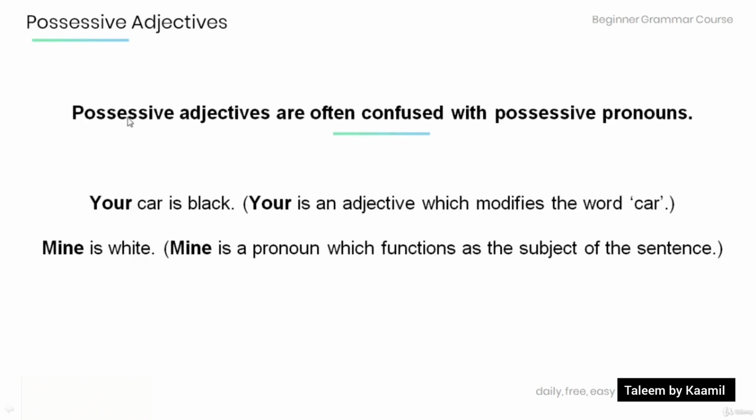Remember that possessive adjectives are often confused with possessive pronouns. Have a look at the examples below. Your car is black. Your in this sentence is an adjective which modifies the word car. And in this sentence, mine is white. Mine is a pronoun which functions as the subject of the sentence.